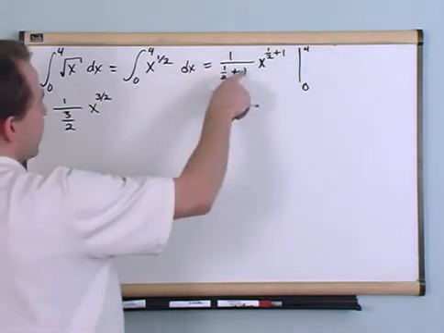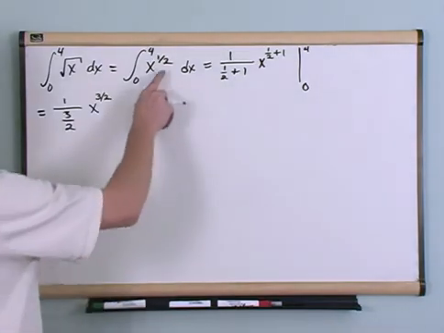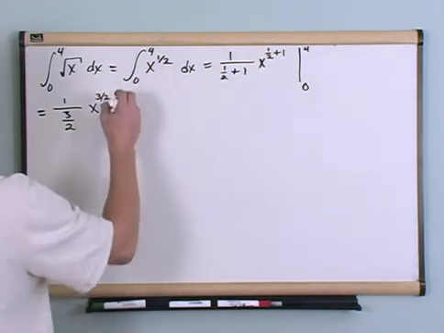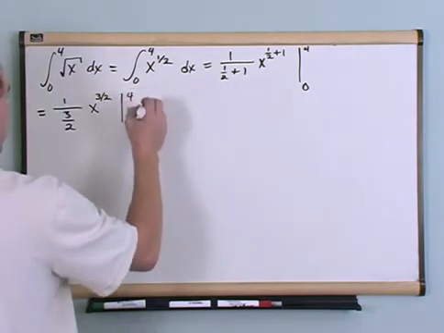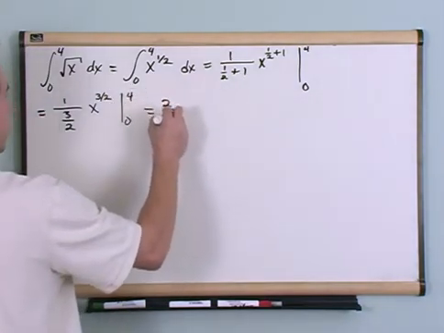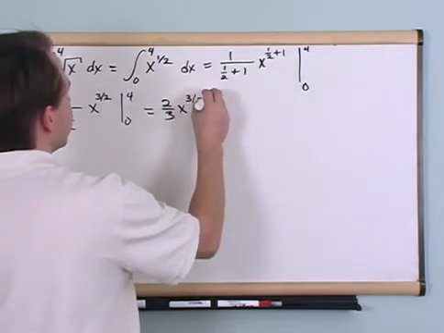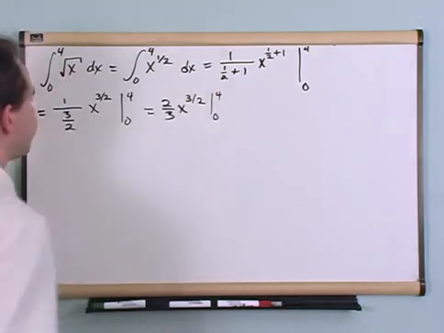Now you could have done that in your head, but I was writing it explicitly so you know what I'm doing here. You just add 1 to the exponent, and that's how you get your answer there. And this is evaluated from 0 to 4. So 1 over 3/2 is just 2/3. You just flip it over. X to the 3/2, and this is evaluated from 0 to 4.